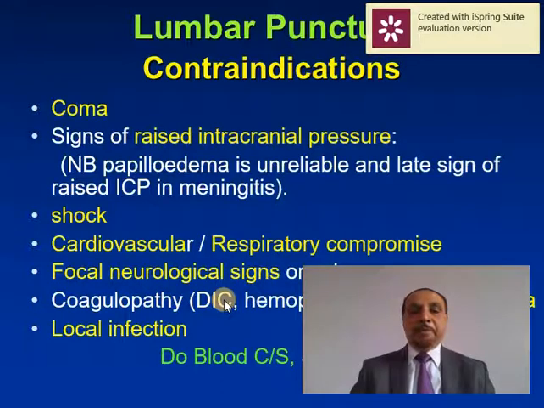Number one, coma, signs of increased intracranial pressure, if there is shock, if there is cardiovascular or respiratory compromise, if there are focal neurological signs or convulsions, if there is a coagulopathy like DIC or hemophilia, if there is thrombocytopenia, if there is local infection at the site of the lumbar puncture. If there is a contraindication to lumbar puncture, we have to do a blood culture and start the empiric antibiotic.